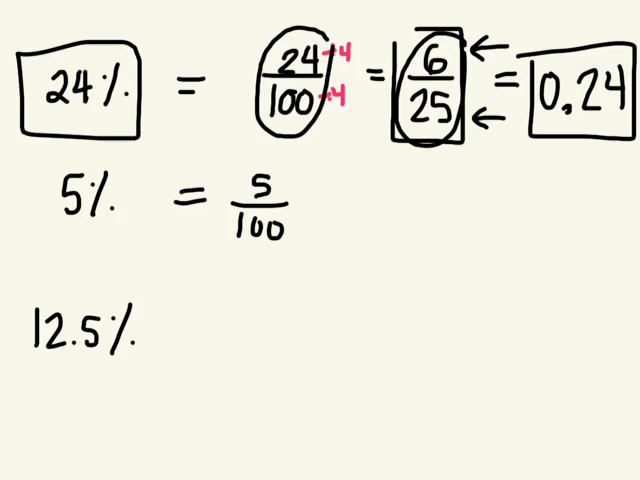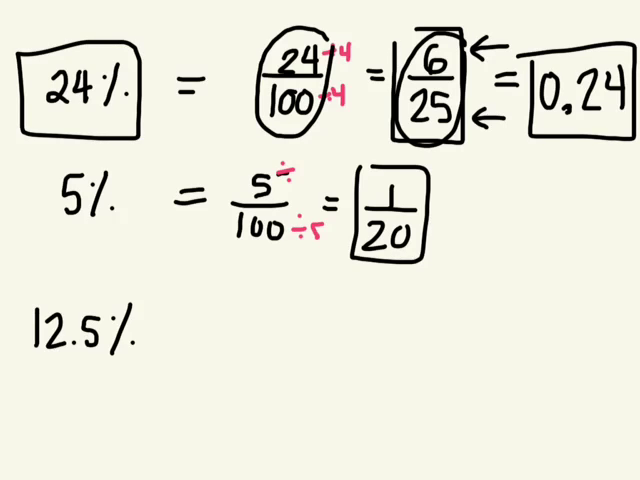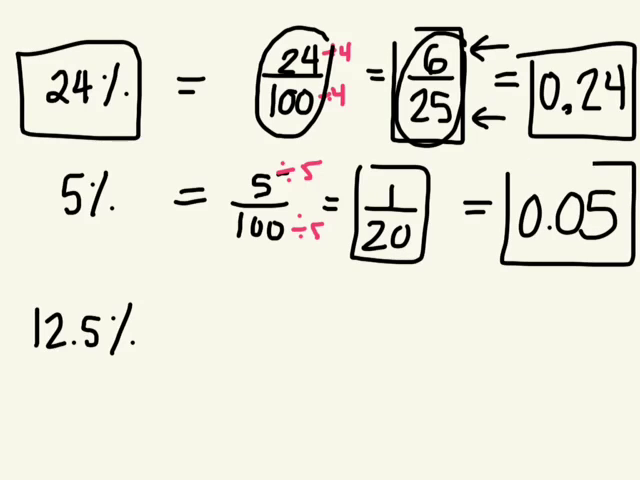Excellent. 5 out of 100. Which is equal to 1 out of 20 in lowest terms. What did you divide the numerator and denominator by? Pardon? 5. Good. They're both divisible by 5. And as a decimal, what would this be as a decimal? 0.05. Raise your hand if you got this one right.